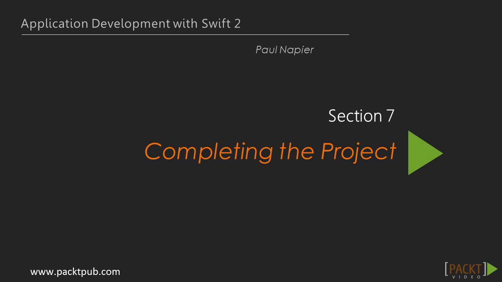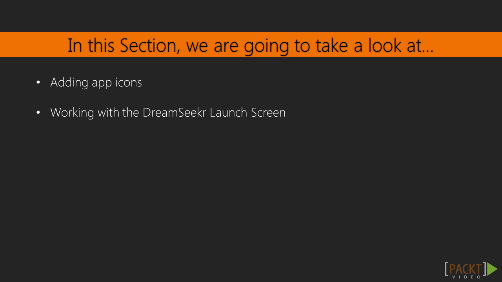Hello and welcome to Section 7, Completing the Project. In the previous section, we learned how to use UI Navigation Controller to navigate around our application. In this section, we're going to look at how we can complete our project by adding app icons into it, and then by creating the Dreamseeker launch screen.